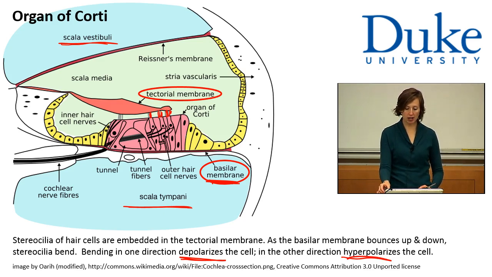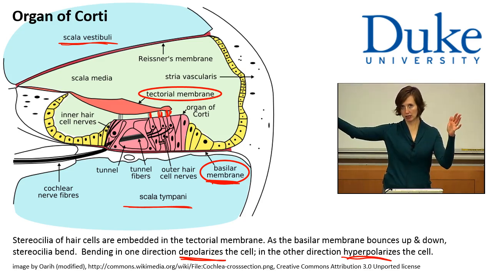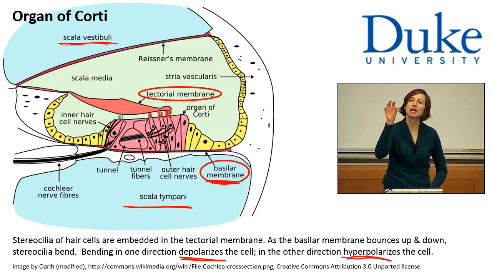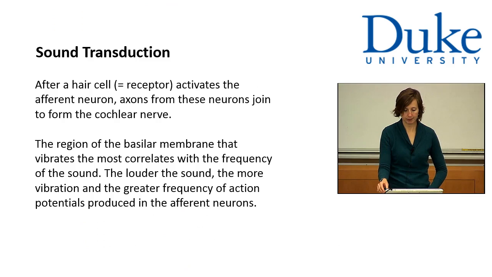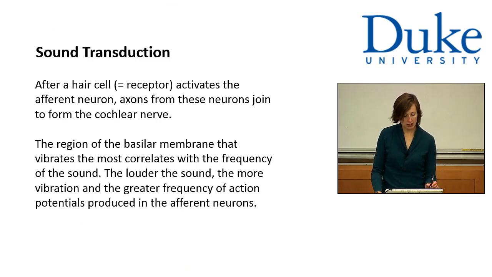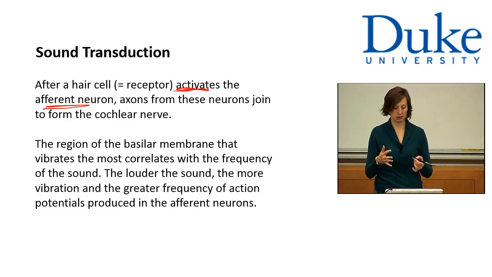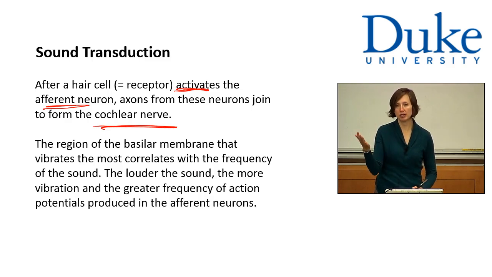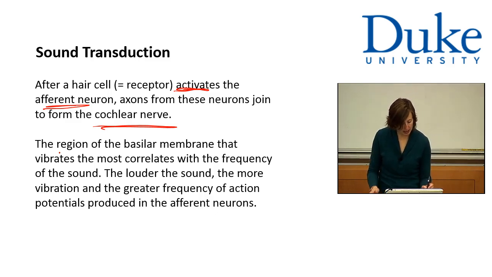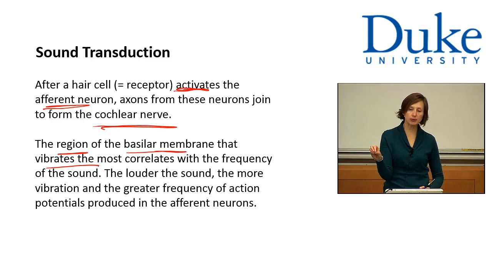And so based on which portion of the basilar membrane along the length of the cochlea is vibrating the most, that's going to determine the frequency or the pitch of the sound. Once the hair cell is activated, that's going to activate an afferent neuron, which will join to form the cochlear nerve, which sends the signal to the rest of the brain for processing. And as I just said, the region of the basilar membrane that vibrates the most is going to correlate with the frequency of the sound.